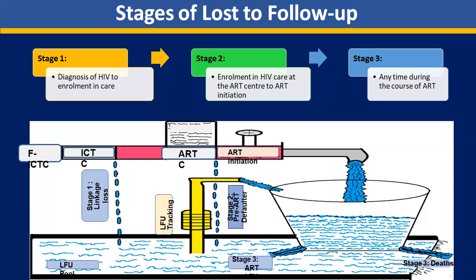So this is a pipeline bringing fluid into a tank, and there are sources of leakage where the fluid is flowing away. One of the saddest parts is the death of patients, which we know is one of the causes of poor retention. So to retain our patients, we need to fill up the leakages at stage 1, that is at enrollment from ICTC, stage 2, just after enrollment, and stage 3, that is during the course of ART.